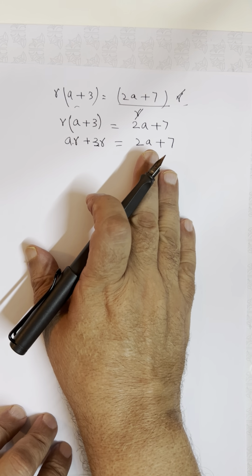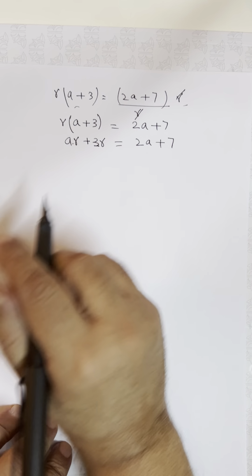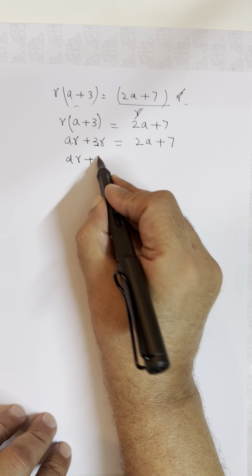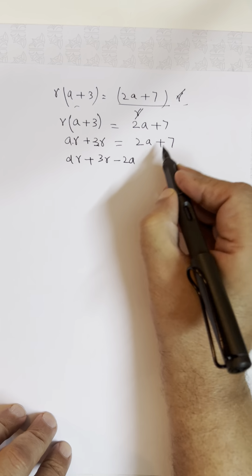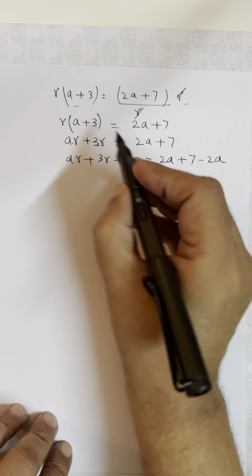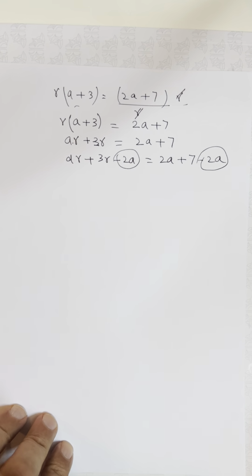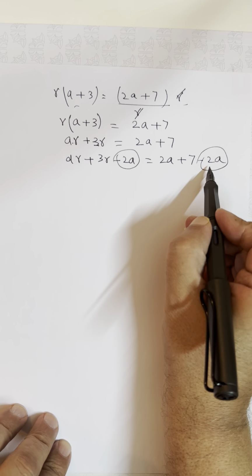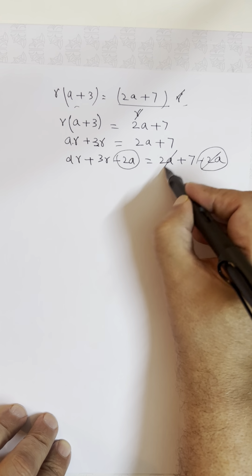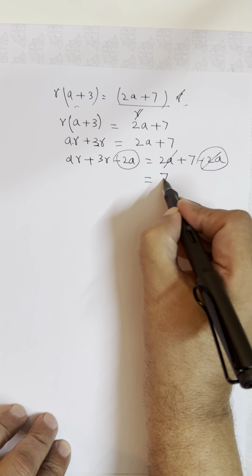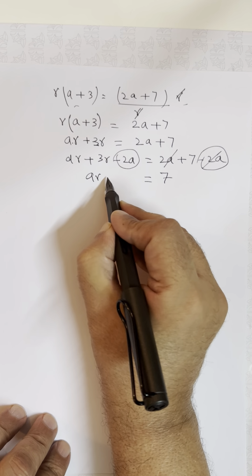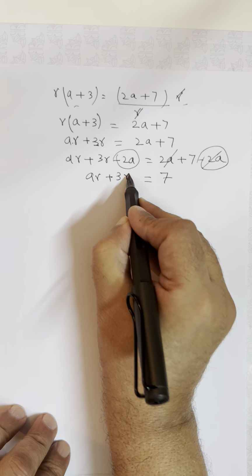All right, so now let's bring all the a's to the left hand side and everything else to the right hand side. The way that we're going to do it is ar, and let's subtract 2a from the left hand side of the equation, and when we do that, we will have to do the same on the right hand side of the equation as well. Okay, now what happens on the right hand side is that plus 2a and minus 2a will cancel each other out, and you're only going to be left with the 7 here. Okay, and on the left hand side, what do we have now? We have an a times r plus 3 times r.